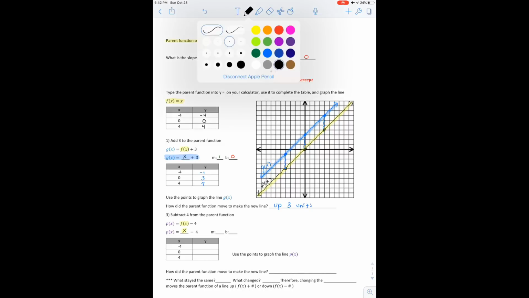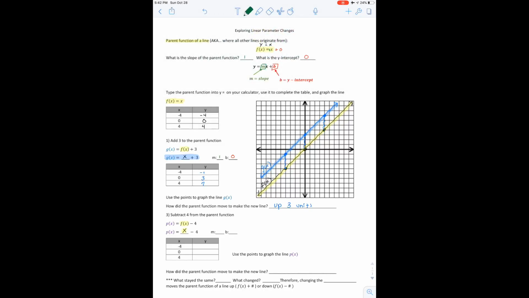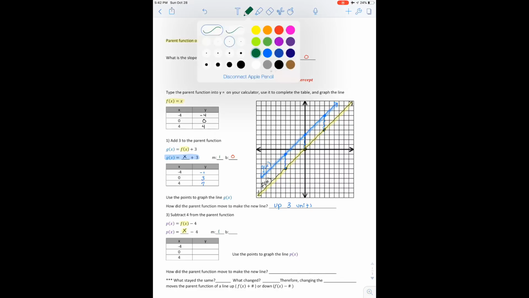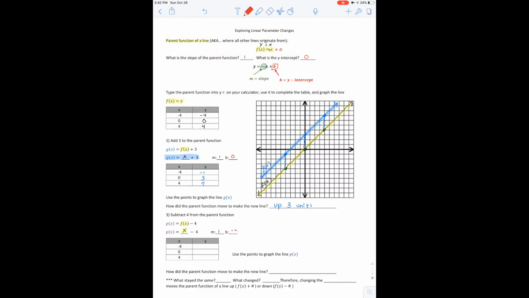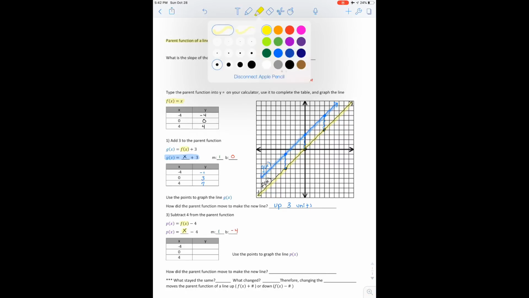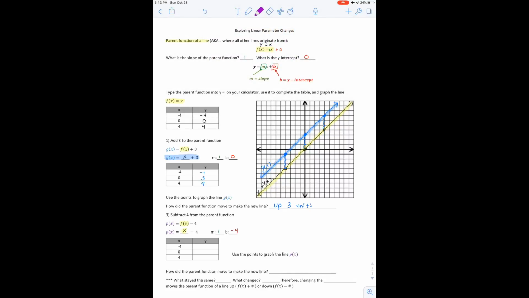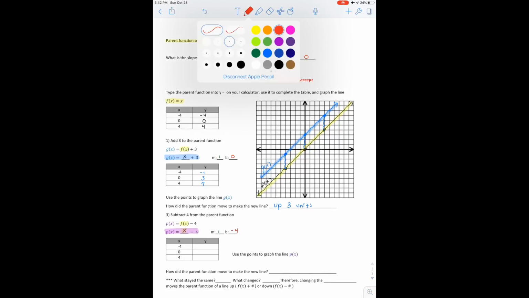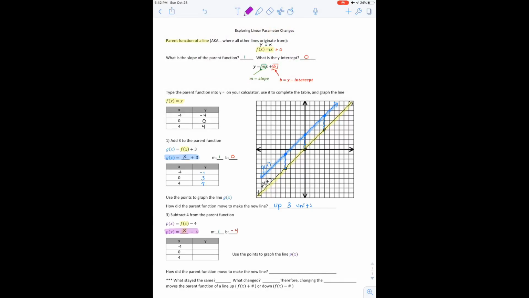So let's identify our slope. So the slope is 1 again, and the y-intercept is now -4. Remember that -4, we treat that as a negative. So I am going to use purple this time. So I'm going to highlight here. Alright, so I've got p of x equals x minus 4, and I need to go to my table. So type in y equals x minus 4, go to your table, and we're going to get these points.